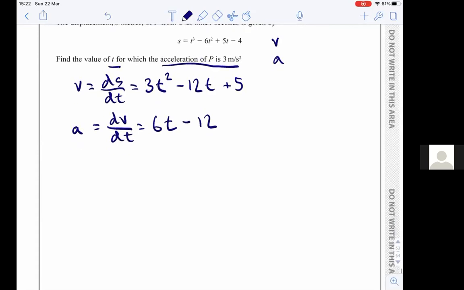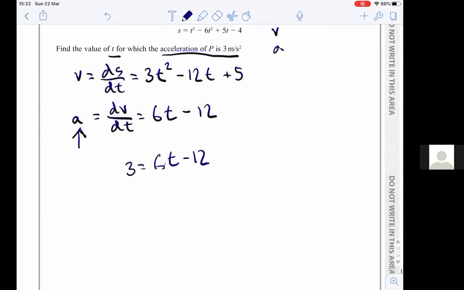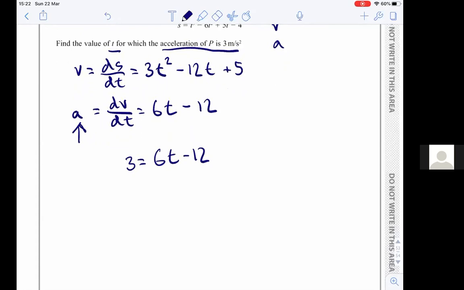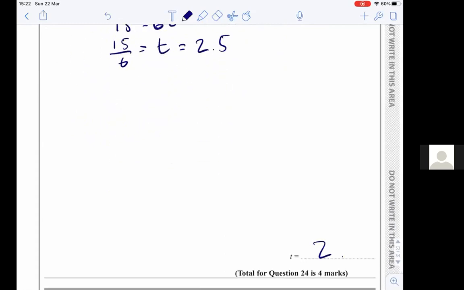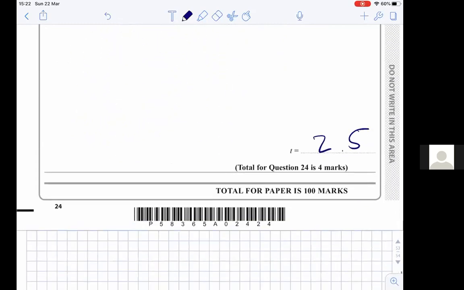And we're told that the acceleration is 3. So a can be replaced by 3. So 3 equals 6t minus 12, and we're trying to find the value of t that works for this. So it's a simple equation to solve. Add 12 to both sides, 15 equals 6t. Divide both sides by 6, 15 over 6, or 2.5. And that's it, 100 marks.